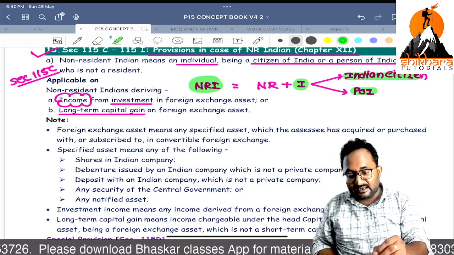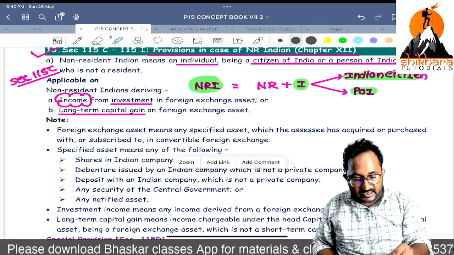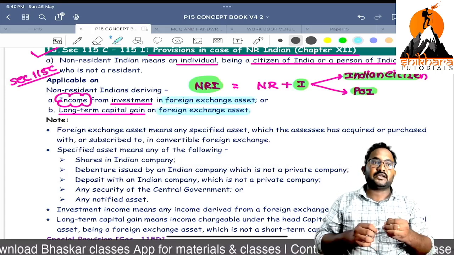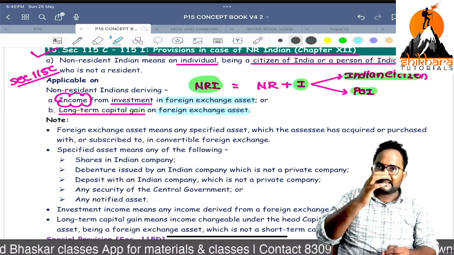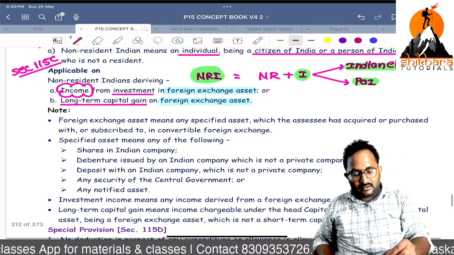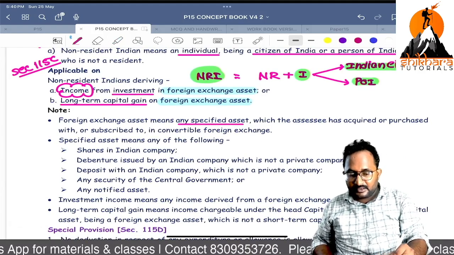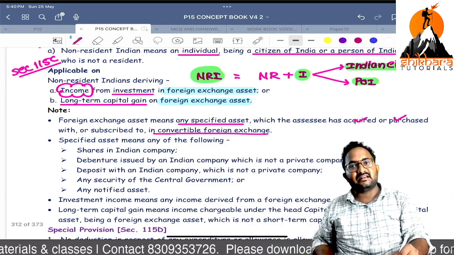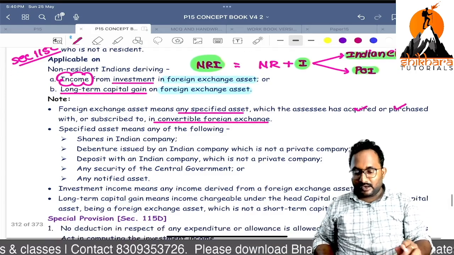But sir, investment needs to be made in which asset? Foreign exchange asset. As well as you have to sell which asset for getting the long-term capital gain? Foreign exchange asset. What do you mean by the foreign exchange asset? I will tell you. It is a specified asset acquired or purchased in which currency? Foreign currency. What are the assets?